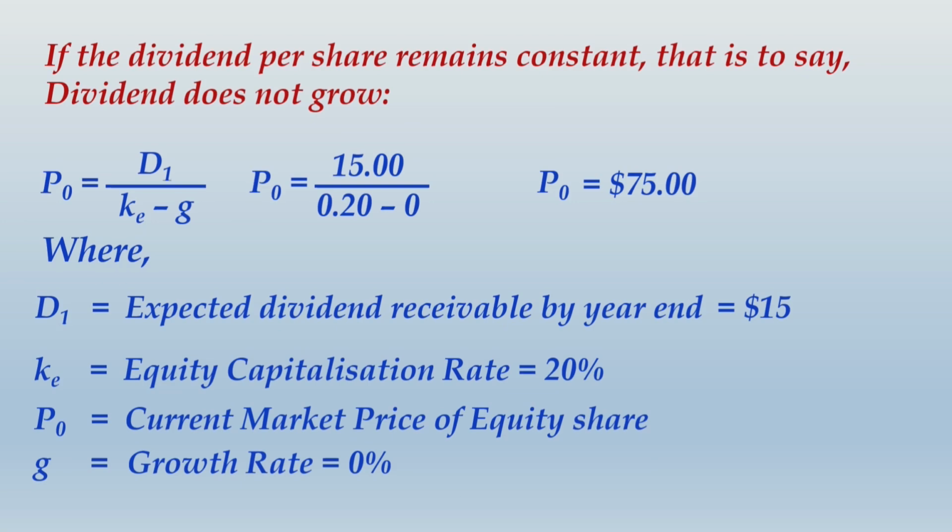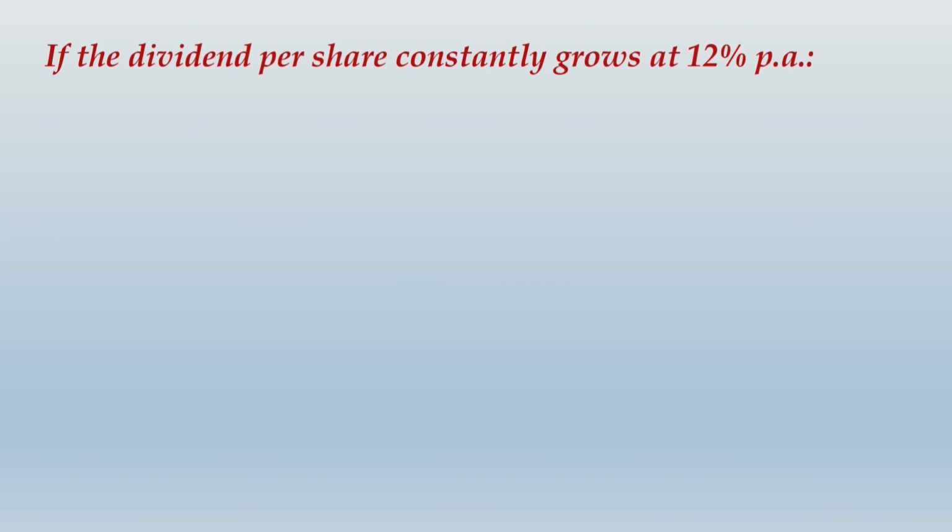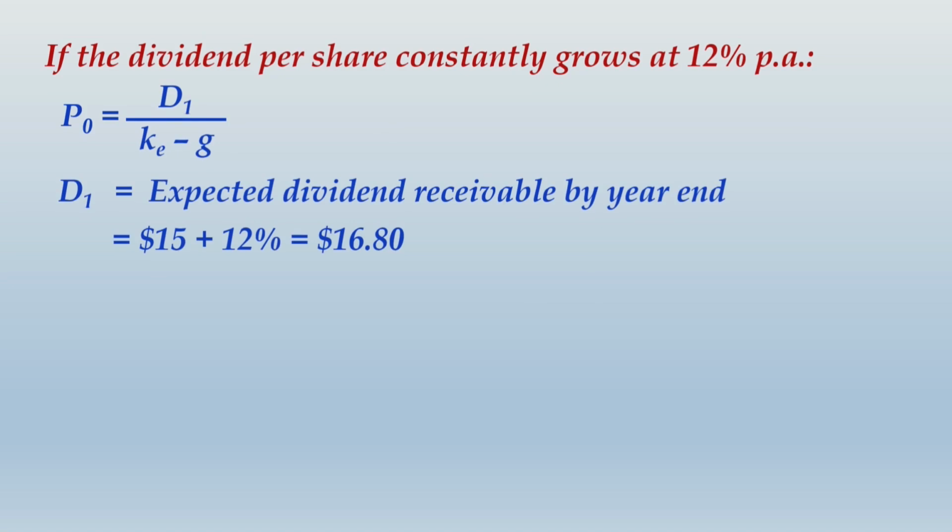Alright friends, once you have completed writing this whole thing, let us move ahead and take up the next part of the calculation, that is, if the dividend per share constantly grows at 12%. The formula remains the same, but this time the D1 value will not remain $15 because the dividends are growing constantly at 12% every year. D1 itself will be 12% more than the D0 value. D0 was $15, so it will be $15 plus 12%, or you can also write it as $15 into 1.12. Either way, $16.8 will be your answer for D1.